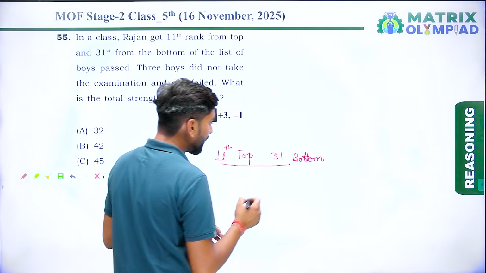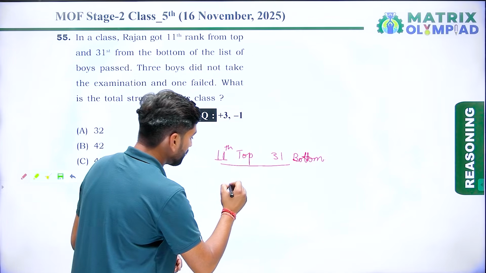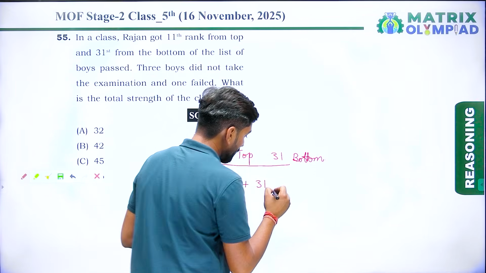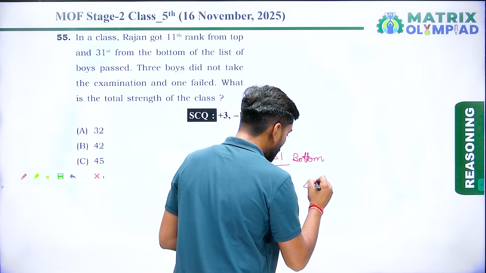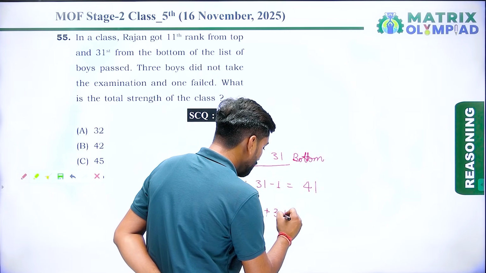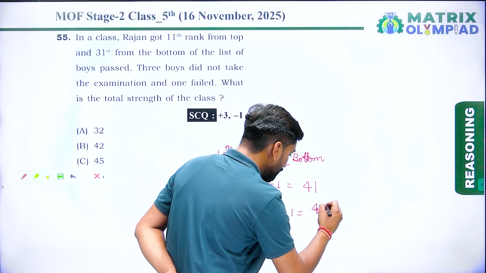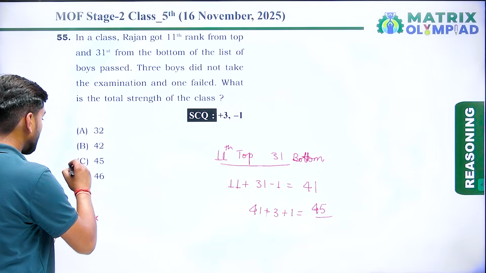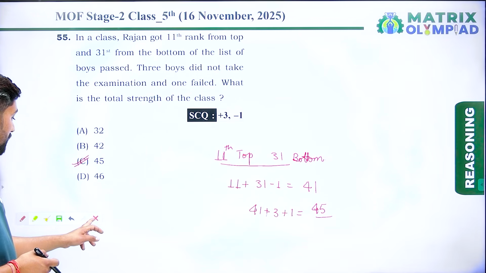If we want to calculate the total number of students who have given the exam, we have to add 41 plus 3 plus 1. Three students have not given the exam and one has failed in the exam. In total we get 45. So in this question, 45 is the right answer. Option number C is the right answer of this question.